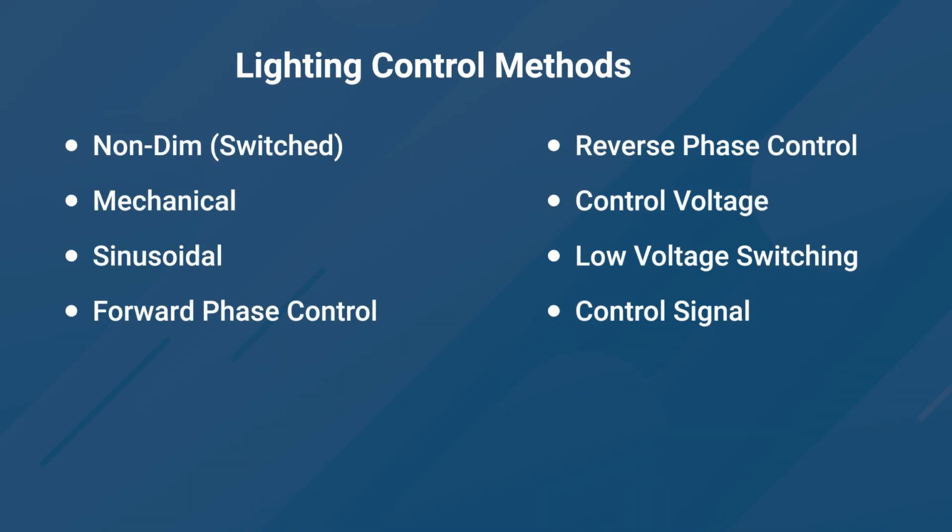And now, on to the basic methods of varying our lighting output, known as dimming. There are several methods of lighting control available to us. Today we'll be discussing non-dim switching, mechanical control, sinusoidal control, forward and reverse phase dimming, using a control voltage, low voltage switching, and a variety of control signals.